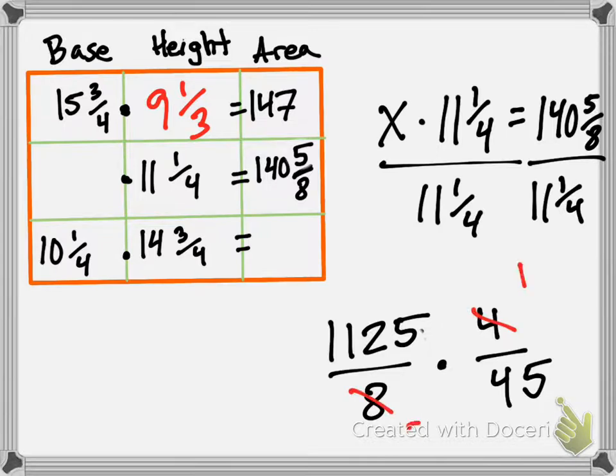4 and 8. This becomes a 1. This becomes a 2. We already know the other one is divisible by 5, both of them, because they both end in a 5. But we can see if they are divisible by more. If they're divisible by 5, we might as well try 45. Let's see, we can hope for it.